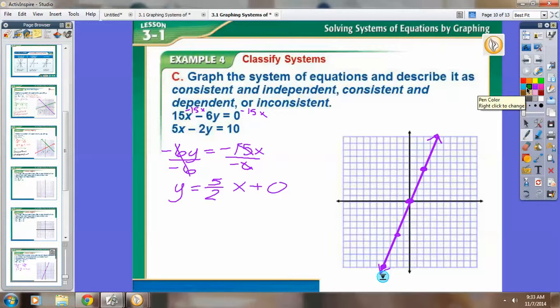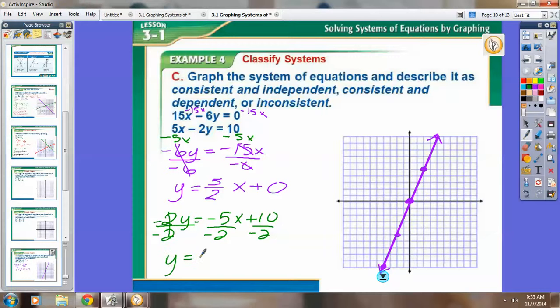I think it's really important that you guys use some type of a straight edge when you're graphing. Use as many points as you can on your line when you're graphing just to get a more precise graph. For the second equation, I would subtract 5x. So negative 2y equals negative 5x plus 10. Divide by negative 2.